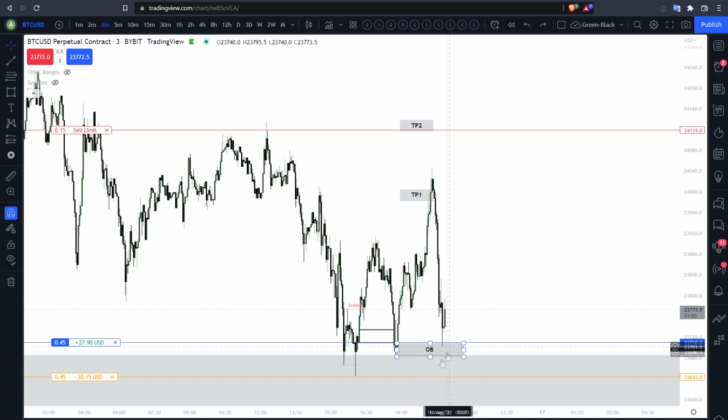The price came back down to mitigate this order block, and it continues to move higher. And I guess once it is mitigated, we should not expect the price to come back down here. So once the price moves higher, it might be safe to move the stop loss to break even level or slightly below. That's my gut telling me right now, but let's see how it progresses.